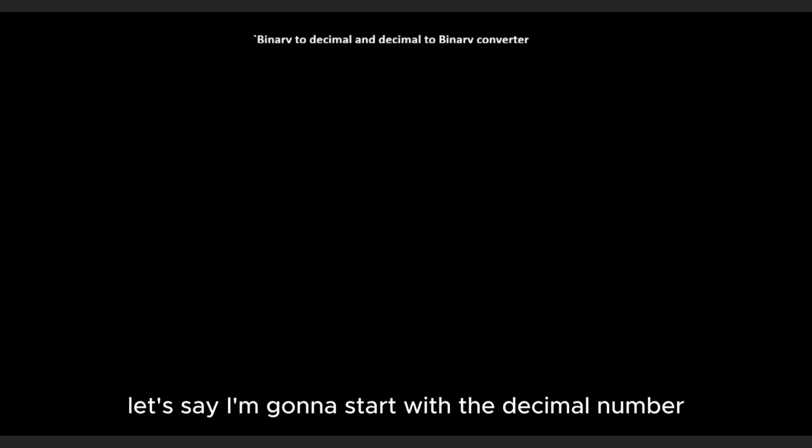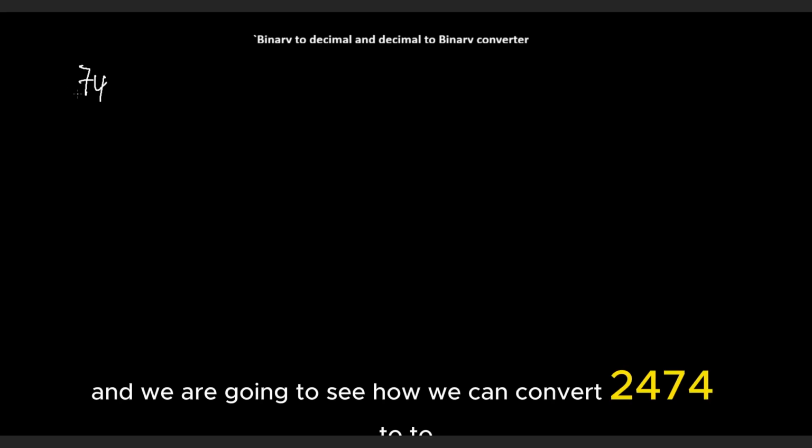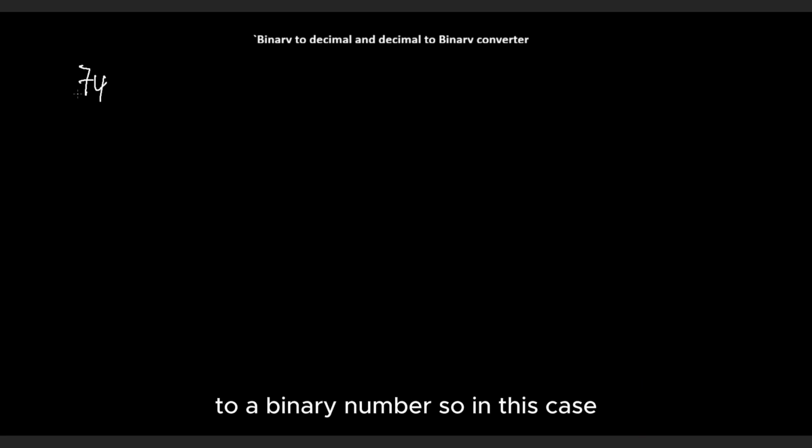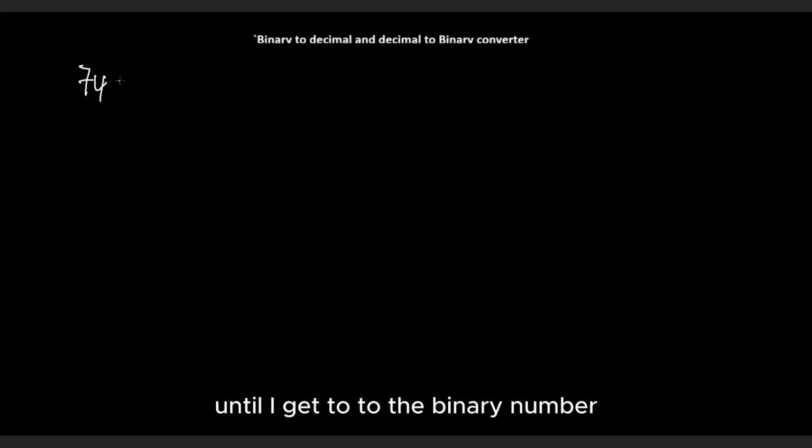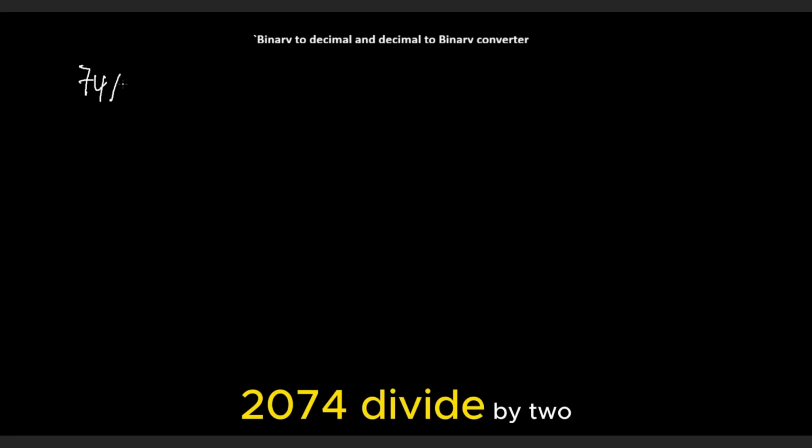From binary to decimal and from decimal to binary. To do this, we are going to start with a decimal number, and we can see how we can do that. Let's just take 74, and we are going to see how we can convert 74 to a binary number. I'm just gonna start with this method of dividing the number by twos until I get to the binary number. Now, what can we do to solve 74?